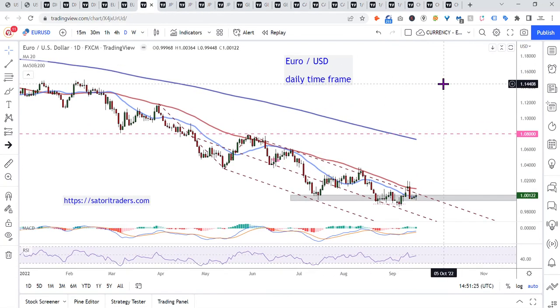And so on September 9th, the euro did a 0.75% interest rate hike. That's where we got this rally in the euro. But notice how quickly it rolled over. It reached the 50-day moving average and then rolled over and fell hard. And actually, the combination of those three candles is quite bearish.